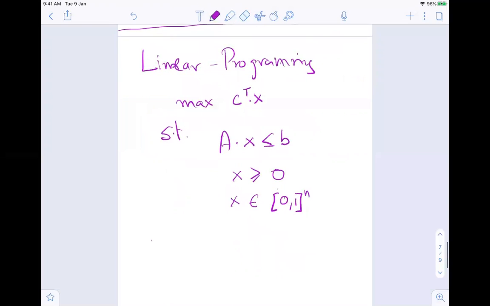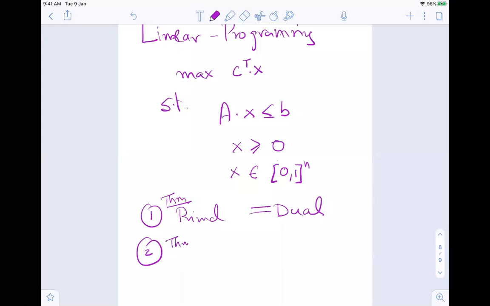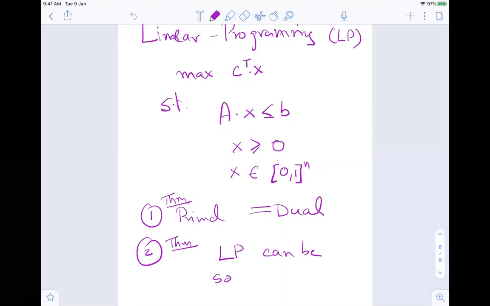Now, the first statement is one thing that I mentioned: for every primal there exists a dual such that the primal equals the dual. This is a theorem. I have not proved it; I have just given you a hint of it. The second thing is another big theorem. I'm not proving it. Maybe if you have a second course in algorithms, you might do it. This LP can be solved in polynomial time.